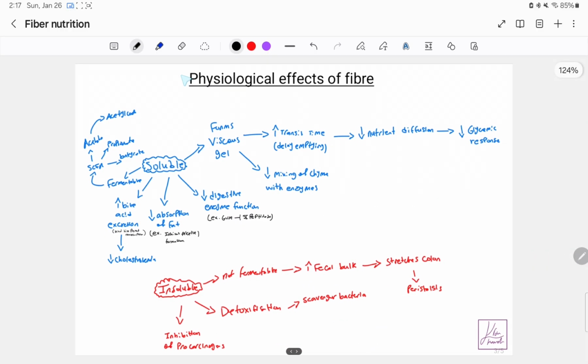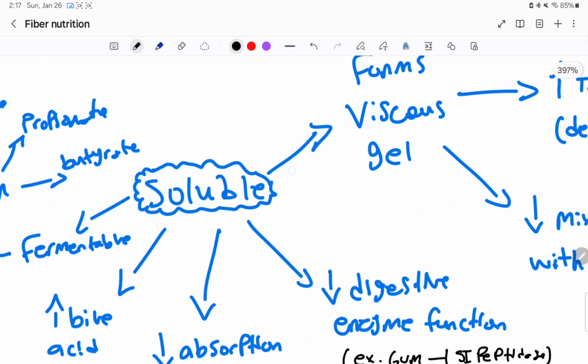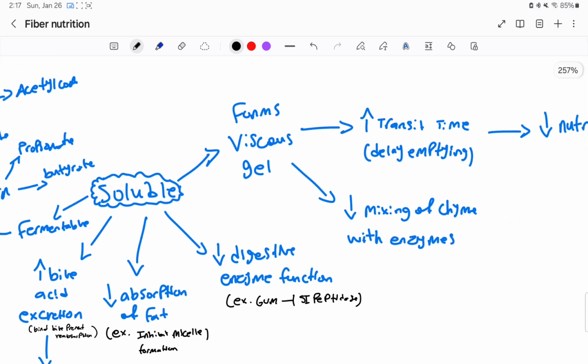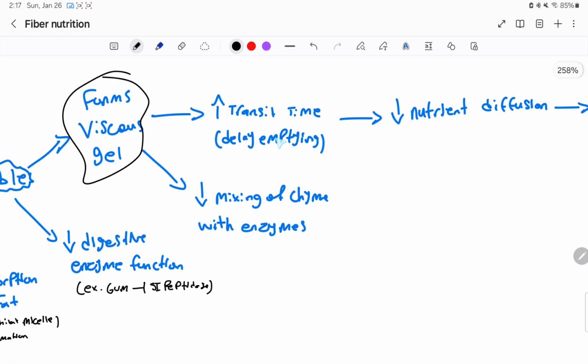Now, with all that said, let's look at the physiological effects of fiber. If you're a soluble fiber, you're going to be able to form a viscous gel-like structure, because you're soluble in water. And this is important. When they form this viscous gel-like structure, that's going to occupy a vast amount of space, and that's going to delay gastric or stomach emptying.